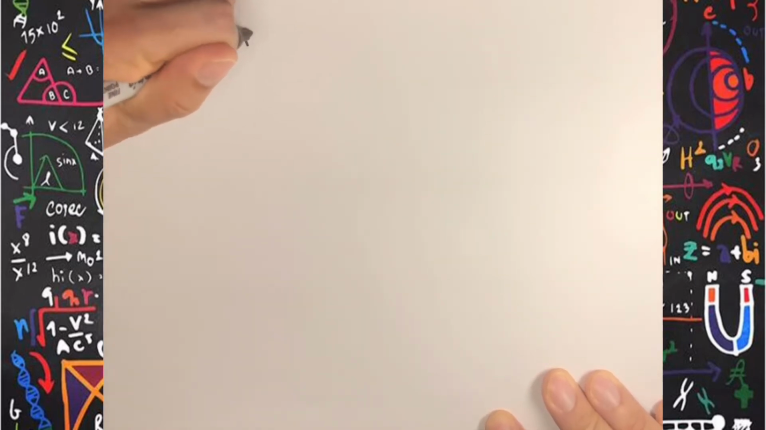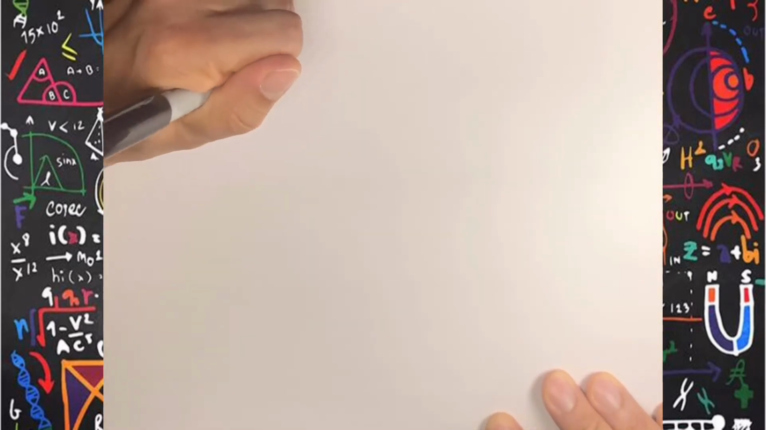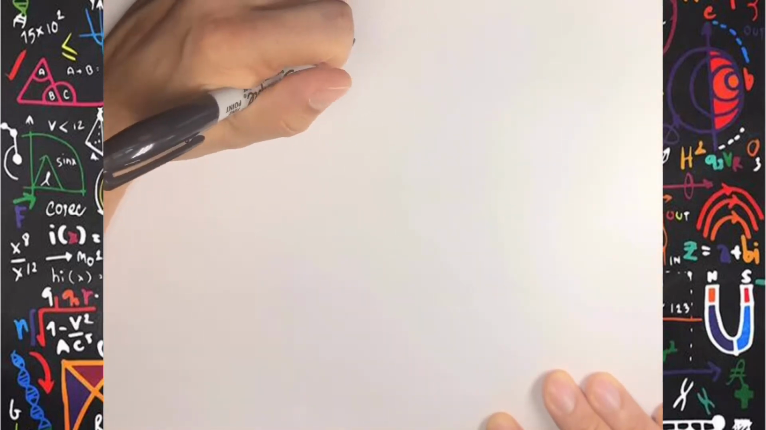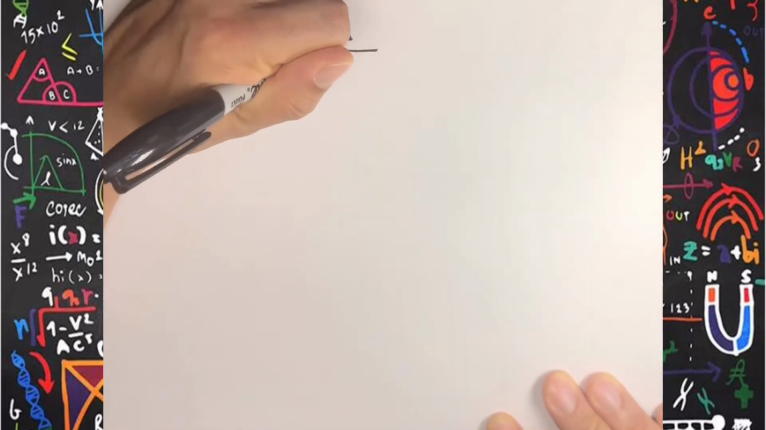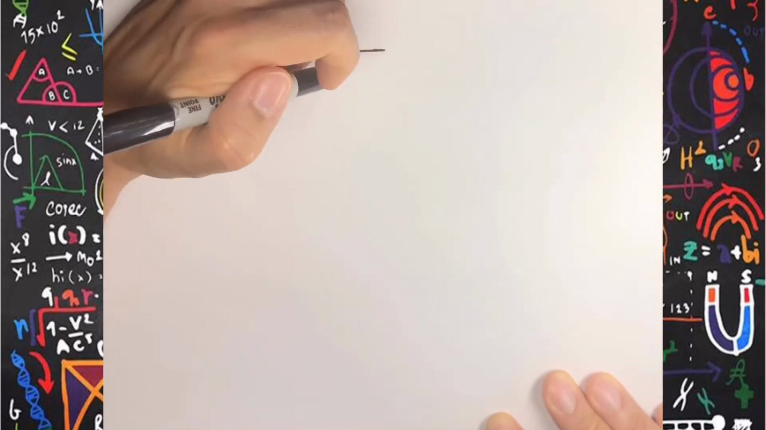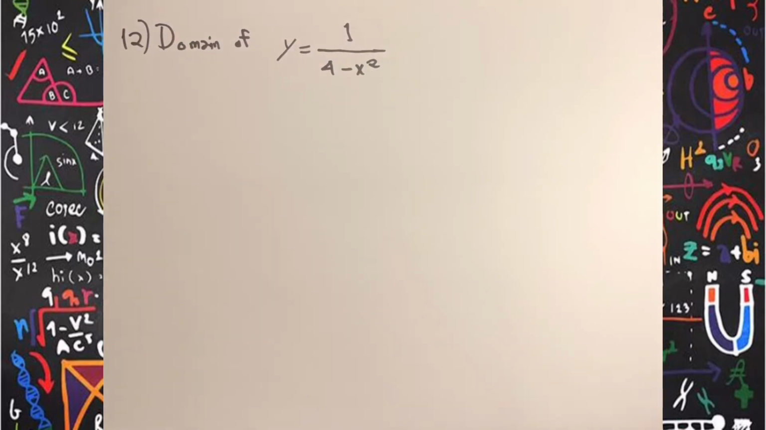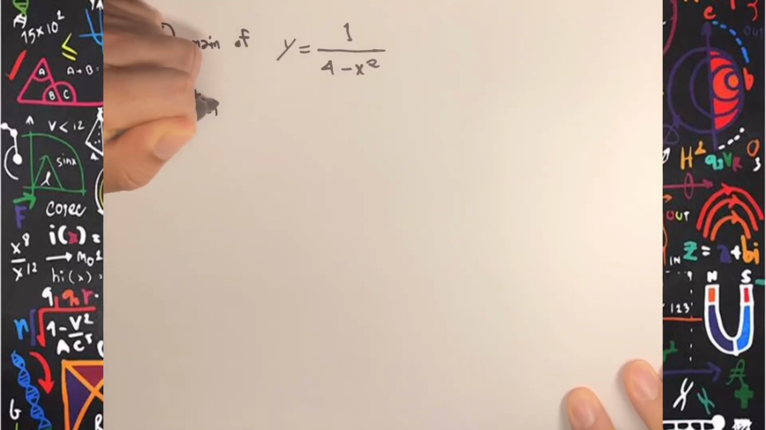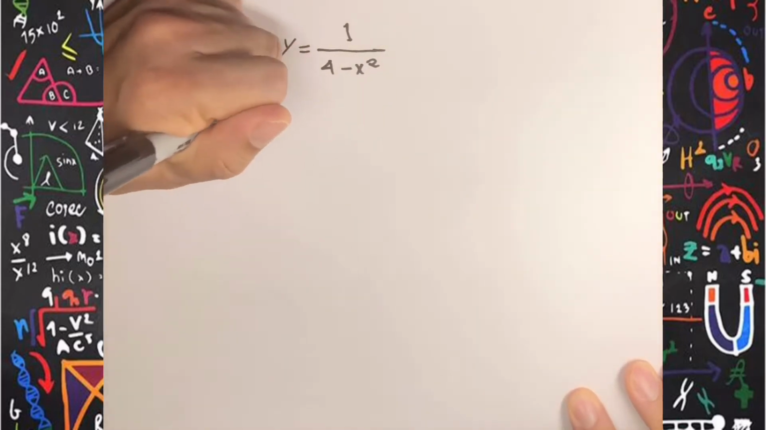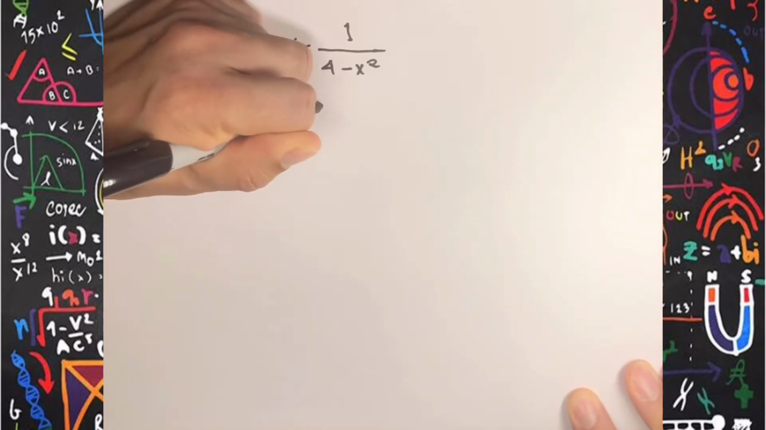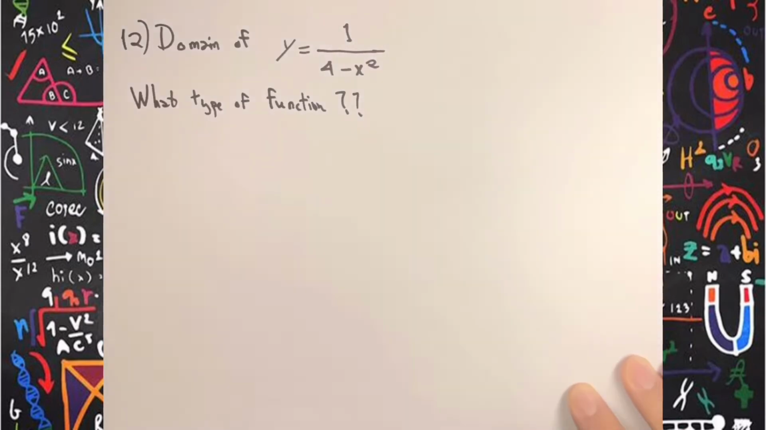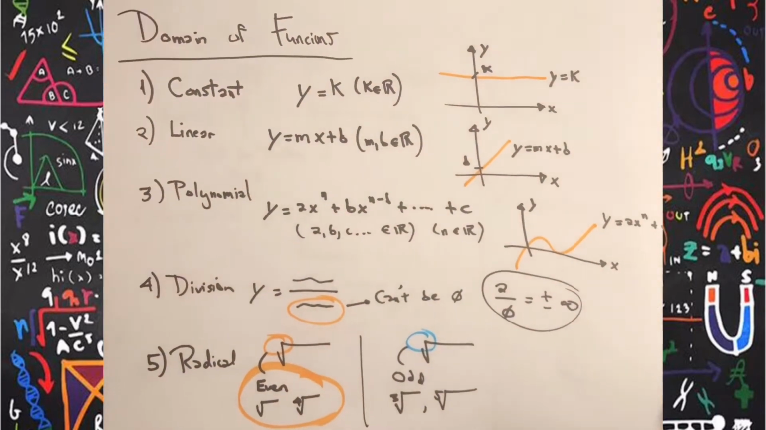Exercise number 12 of the Demidovich, which I intend to solve entirely, is asking us to find the domain of a given function. Y equals 1 divided by 4 minus x squared. To start our resolution of the problem, the first question we have to ask is: what type of function do we have in our hands here in this exercise? That's going to be the beginning part of the solution.